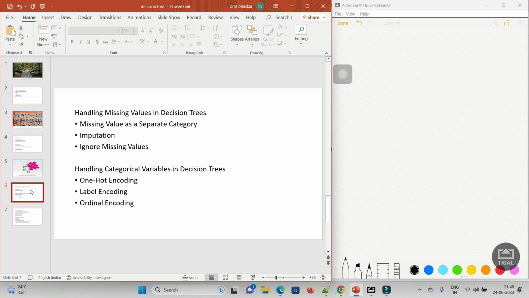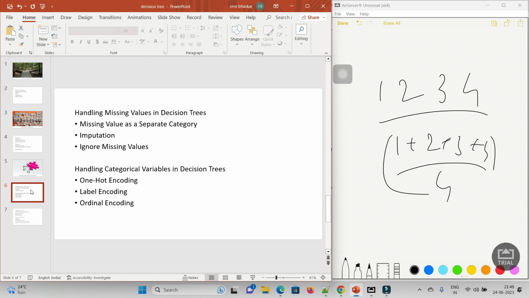Other advantage: they are robust to outliers. Decision trees are robust to outliers in the data. Outliers have minimum impact on splits because the algorithm uses rank-based statistics rather than relying on mean or variance. If you see the mean or variance, we're having the mean value, sigma. I mean the average value, and the average value depends on outliers. Assume we have data points 1, 2, 3, and 4. What is the average? 1 plus 2 plus 3 plus 4 by 4. This will be our average.